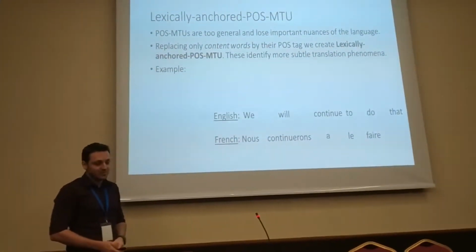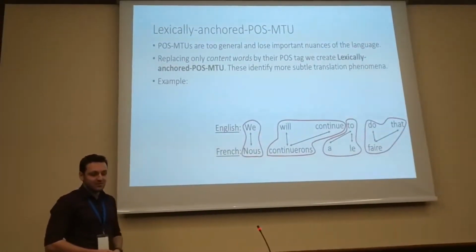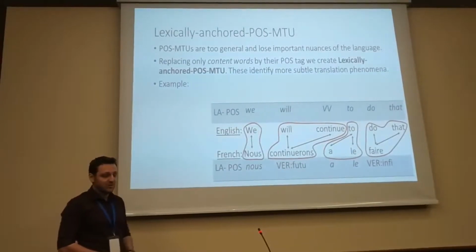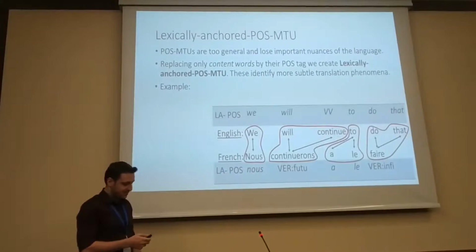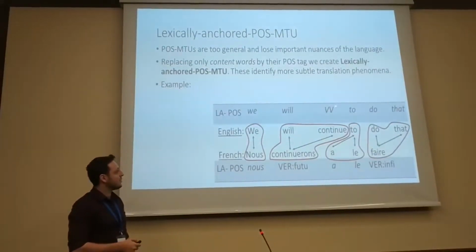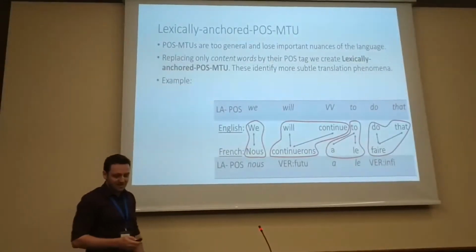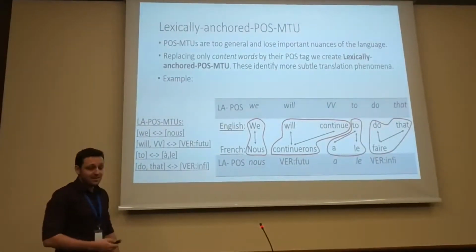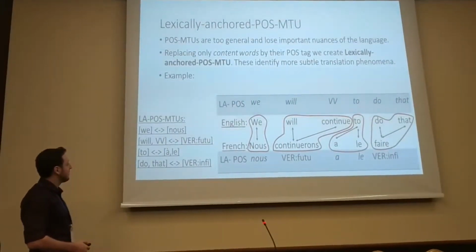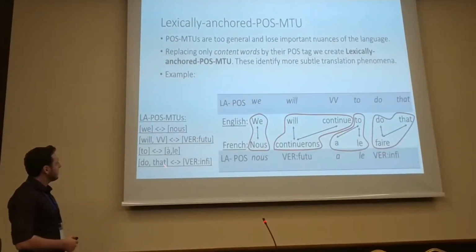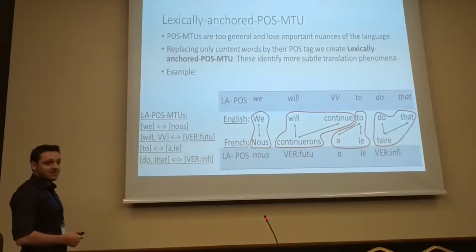Let's see another example. Those are the word alignments, those are the MTUs, and those are the LA part of speech. As you can see, the content word continue is mapped to its part of speech, and the function words are left as they are. And this result is a little more interesting. We can see that the word will with a verb is mapped to a verb in the future tense in French.